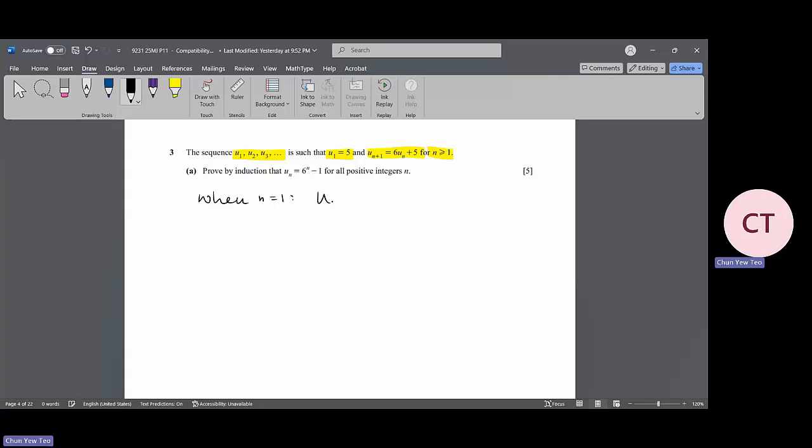For n equal to 1, you just write U1 is equal to 6 power 1 minus 1. You get 5. It's the same as this value. So we just say that it is true for n equal to 1. Then assume true for n equal to k.